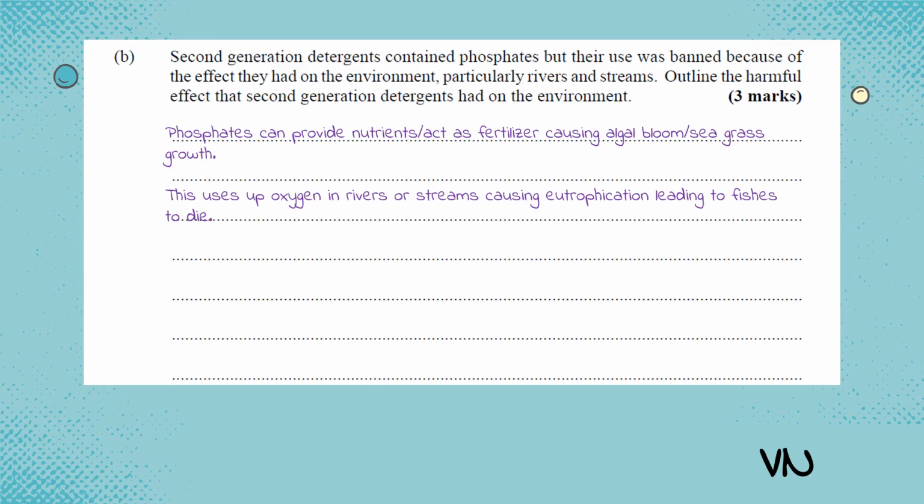So phosphates can provide nutrients or act as fertilizer, causing algal bloom or seagrass growth. This will result in oxygen being used up in rivers or streams, causing eutrophication, leading to fishes dying.